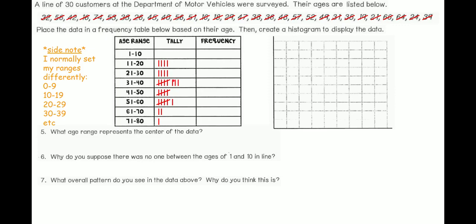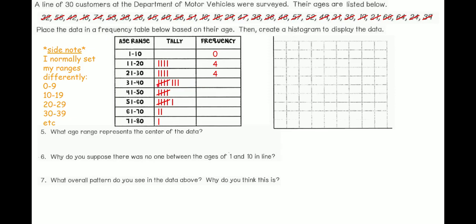And now we're going to count up our tally marks. So the frequency is how often something happens, how frequently something happens. In this case, how frequently people's ages range in the 1 through 10 range. 0. There are 0 tallies there. For how many people were between 11 and 20? Well, 1, 2, 3, 4. It looks like 4 people were between 21 and 30.